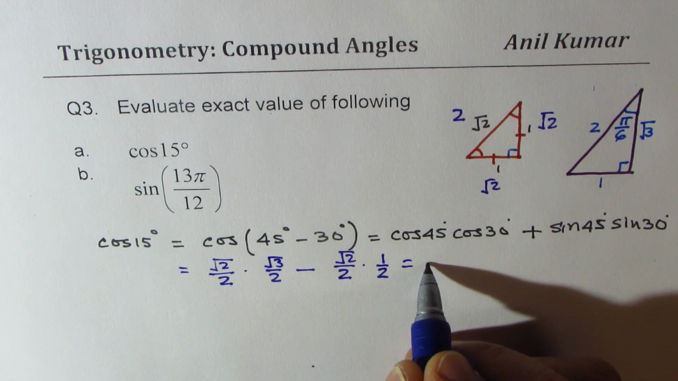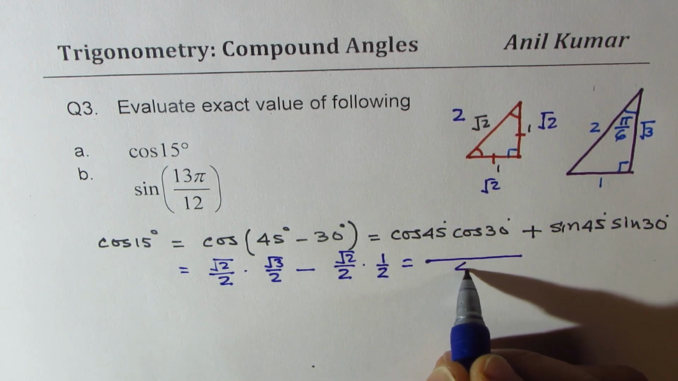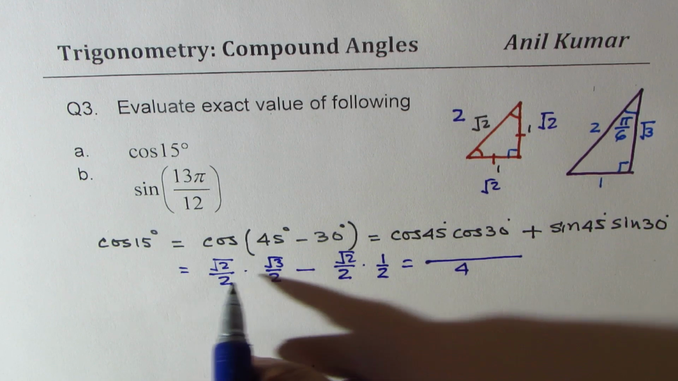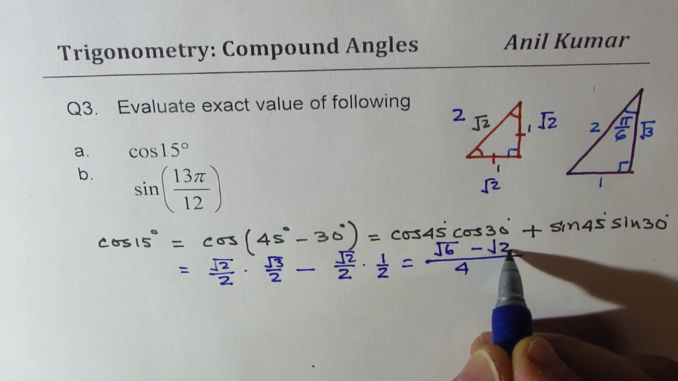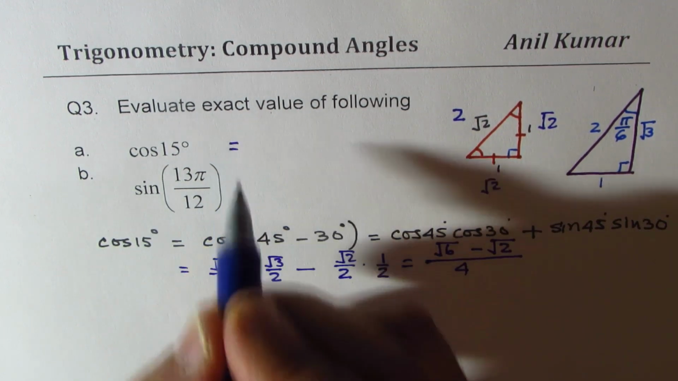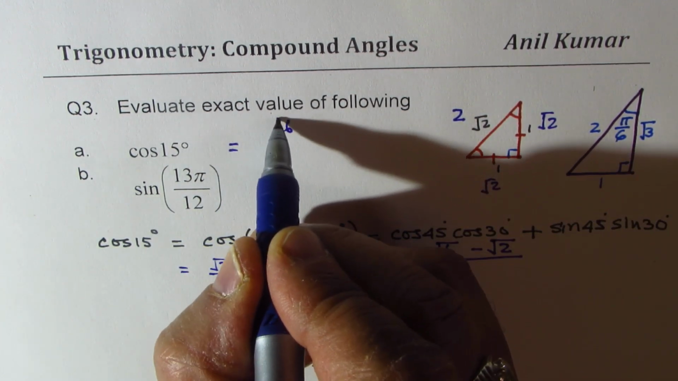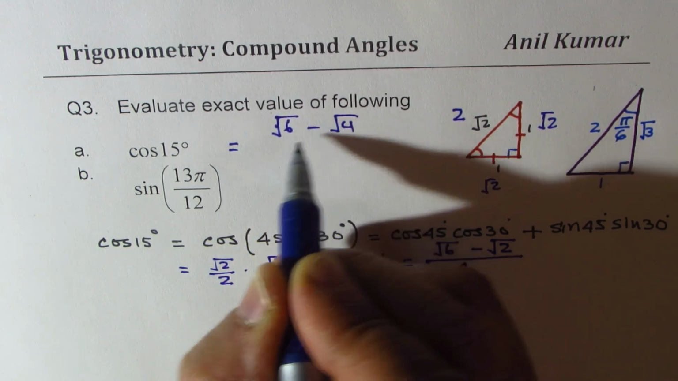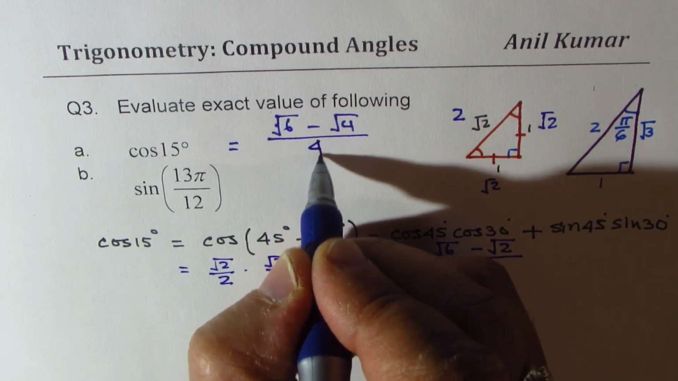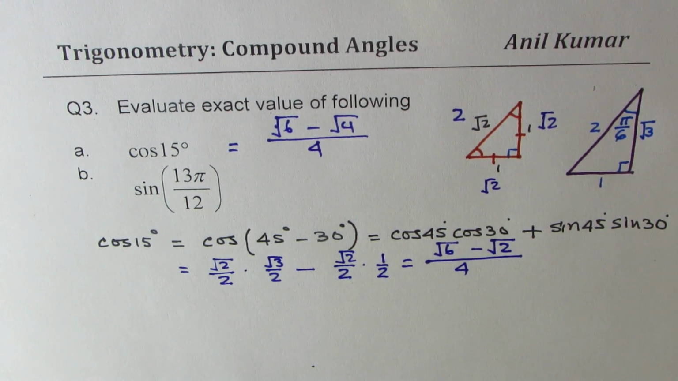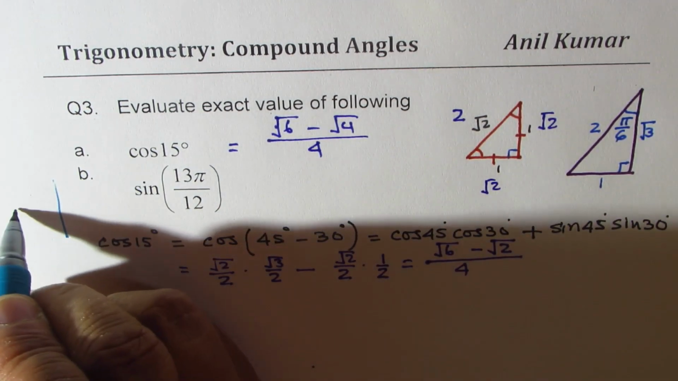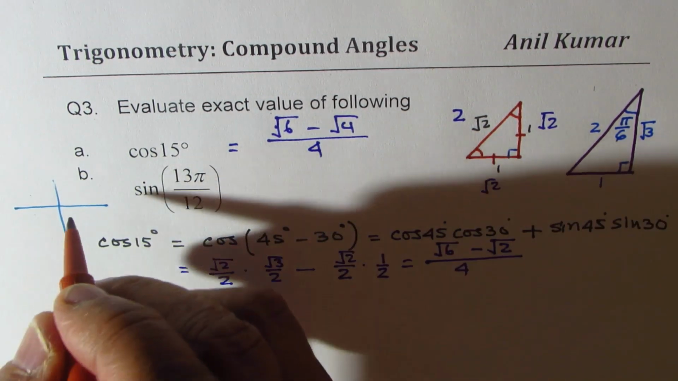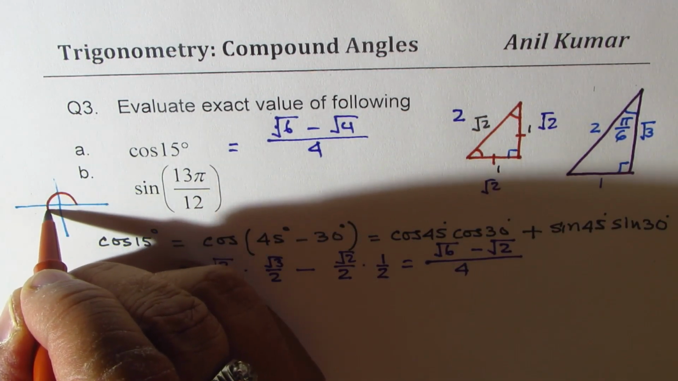And now what do we get? We get common denominator of 4, 2 times 2. In the numerator, we get square root 6 minus square root 2. So that is the value for cos of 15. So let me rewrite this answer as square root 6 minus square root 2 over 4. Correct? Now let's figure out how to find sine of 13 pi by 12. Okay. Now 13 pi by 12 means what? It means that the pi is divided into 12 portions and we are on the 13th one.